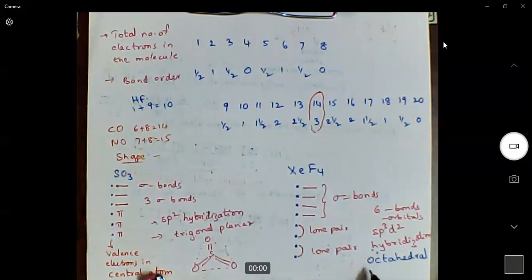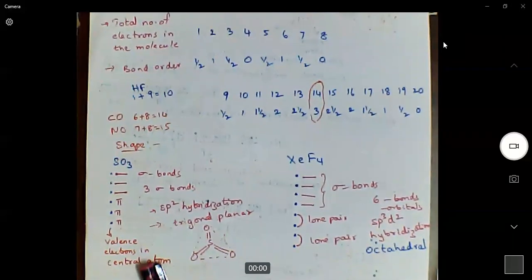So the resultant, octahedral with two lone pairs, is square planar.